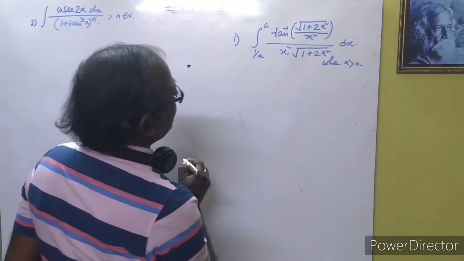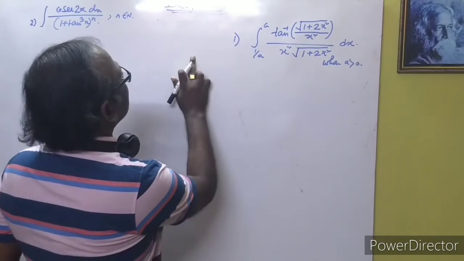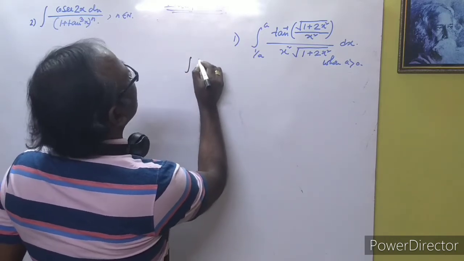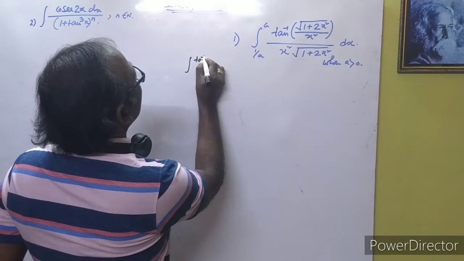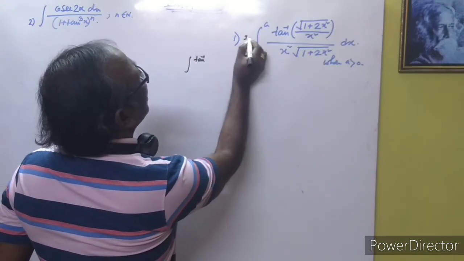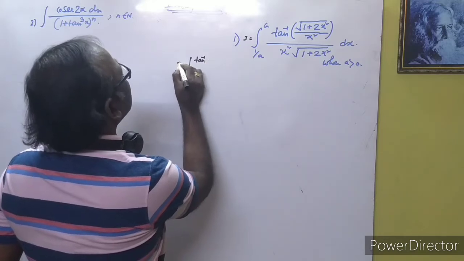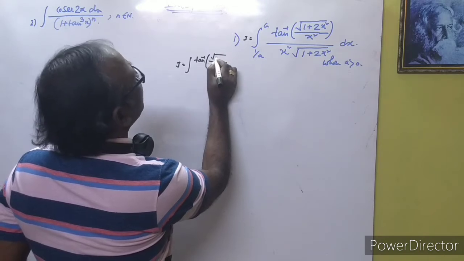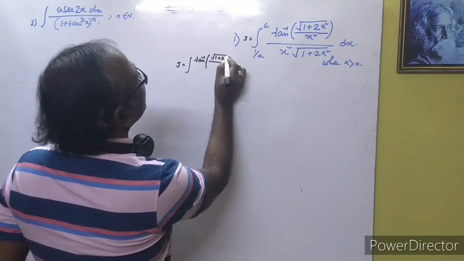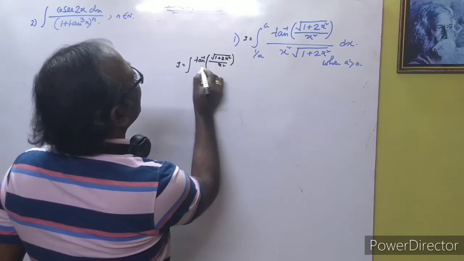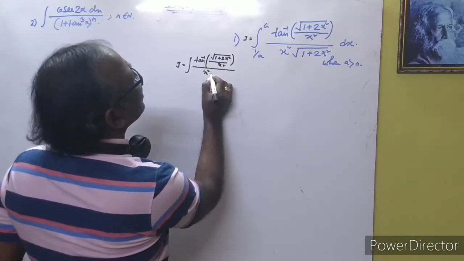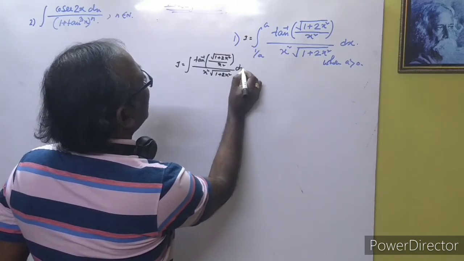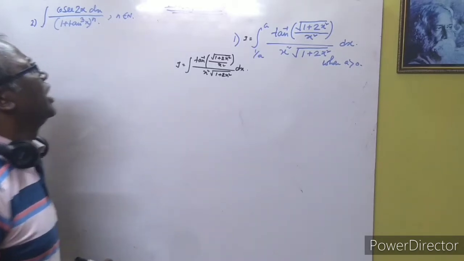First, we find the integral without limit. Okay, that is tan inverse, this is I, and this is J here, and this is root over of 1 plus 2x square by x square, and whole divided by x square into root over 1 plus 2x square dx. This is the question here.